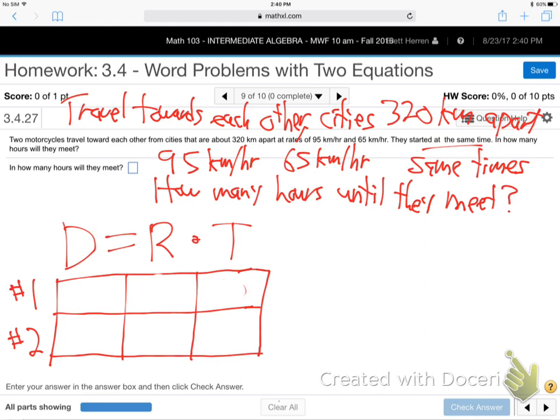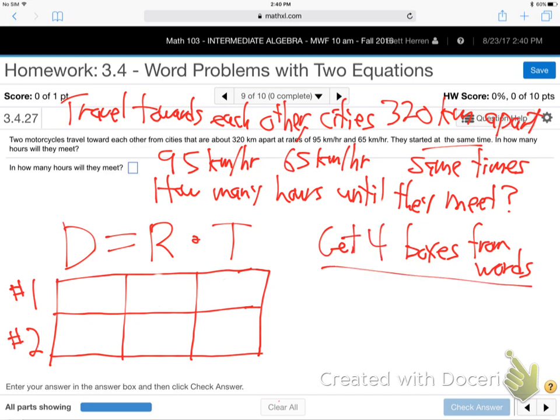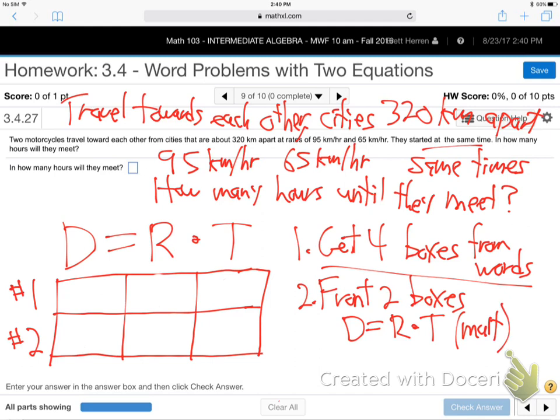Okay. So with these boxes now, the way it works, we're going to get 4 boxes from the words. So we're going to get 4 boxes from the words. And that's step number 1. Step number 2, the front 2 boxes come from multiplying. D equals R times T. You just multiply. Okay, so let's try that.